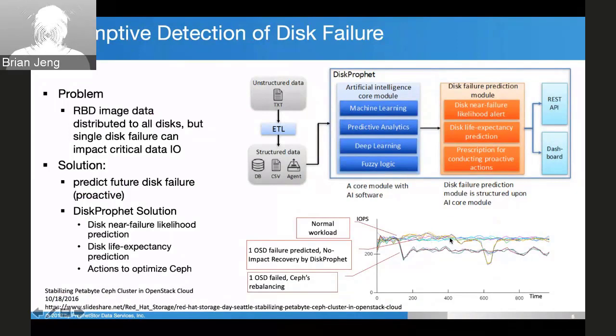Versus with our disk prediction, you can see that with being able to know a disk is about to fail in advance, we can take preemptive measures. We can disable the cluster rebalancing, and then we can remove the disk and replace it within an hour and have the performance go back up in a fraction of the time, right?